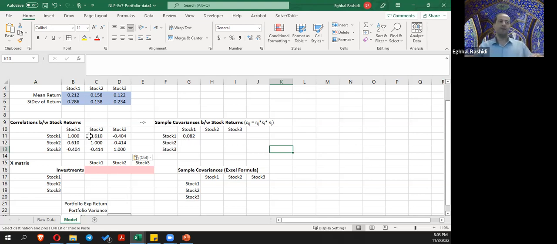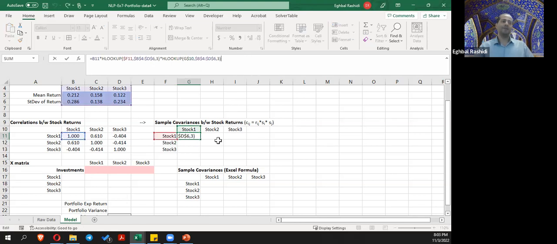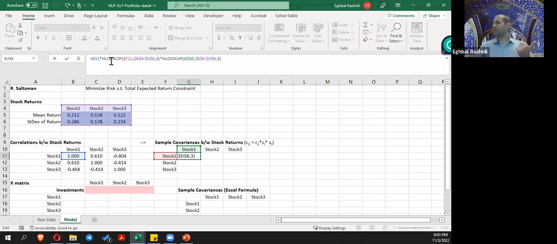So I computed the correlation between the three stocks here, so the values as you see here, and now I can find the sample covariance here. So the sample covariance uses the HLOOKUP, which is the horizontal lookup, versus the VLOOKUP, which is the vertical lookup. It's based on this function, Cij. The covariance of stock i and stock j is equal to Rij, which is the correlation here, multiplied by Si, which is the standard deviation of stock i, multiplied by Sj, which is the standard deviation of stock j. So this is what it does.